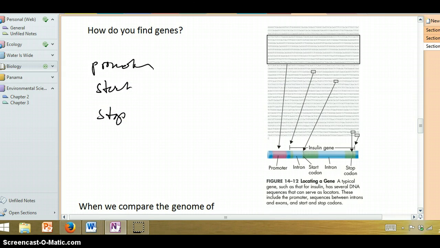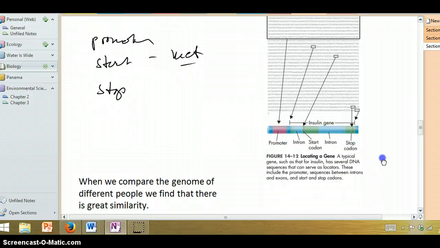Where you find start and stop codons are pretty good indicators of where you have genes, because remember we said that a gene will always start with the codon for methionine, and there are those three different types of stop codons. Now, you can sometimes find methionine codons in between because it can occur in other places, but it'll always be at the very beginning.